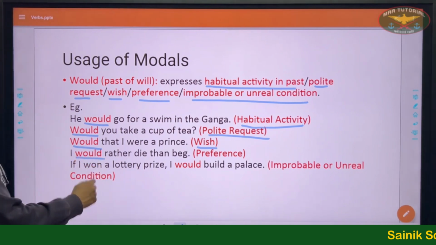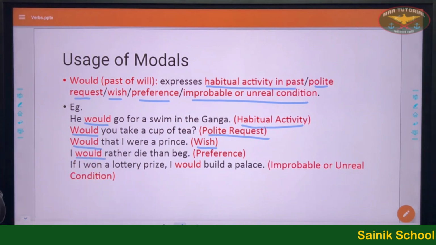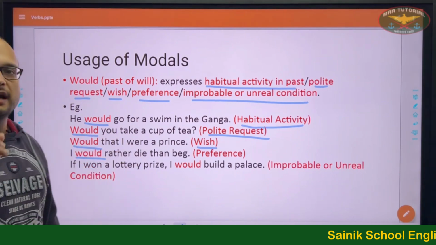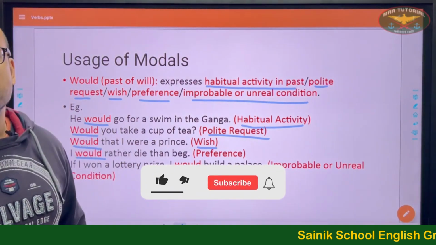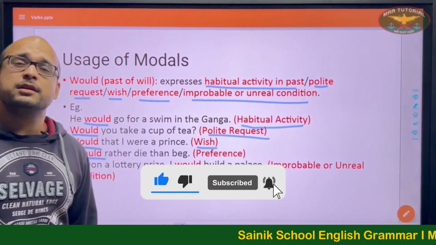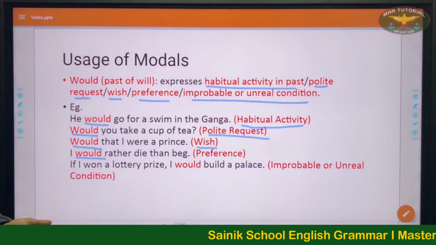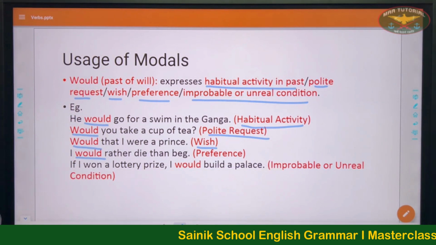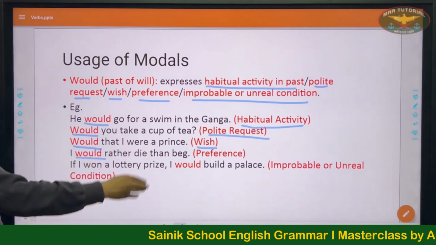I would rather die than beg. This is a preference. Or I would rather eat chocolate ice cream than strawberry ice cream. Maybe we don't have to be so serious. So I would rather talk about preference. Would is being used to talk about preference.